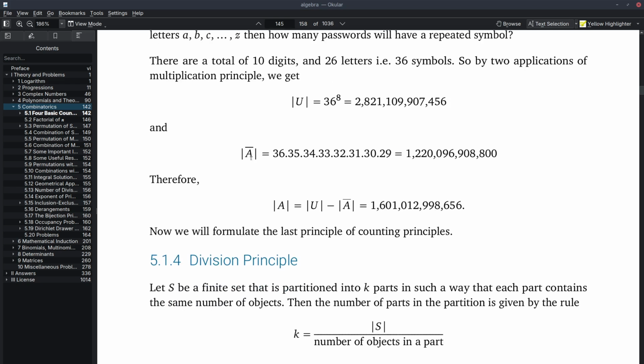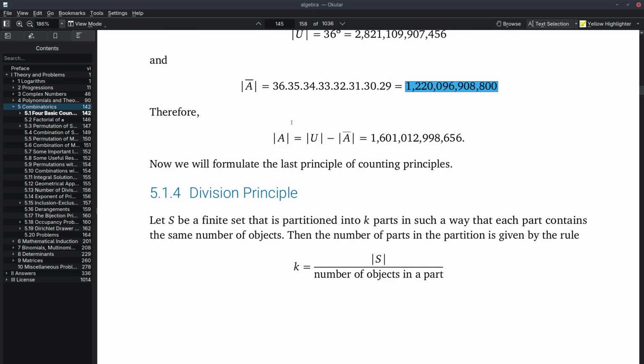And then for A prime, we can choose the first character of the password in 36 ways, then the second in 35, the third in 34. This will guarantee a unique password of 8 characters, which is also quite a big number. Then the size of A is basically the size of U minus the size of A prime.